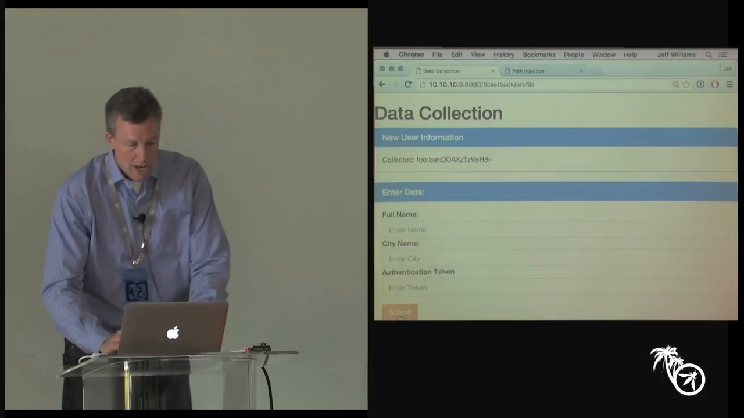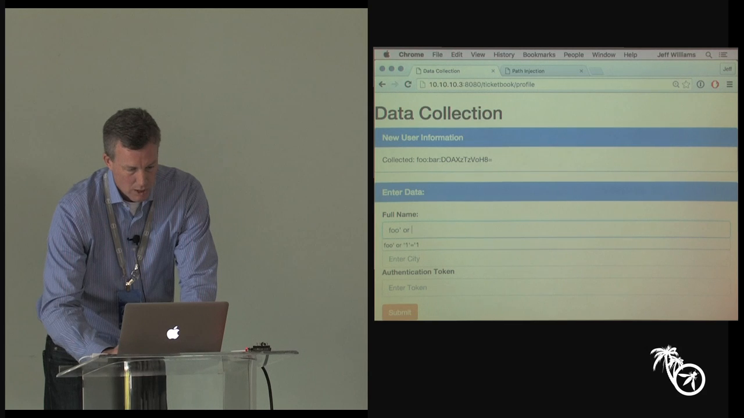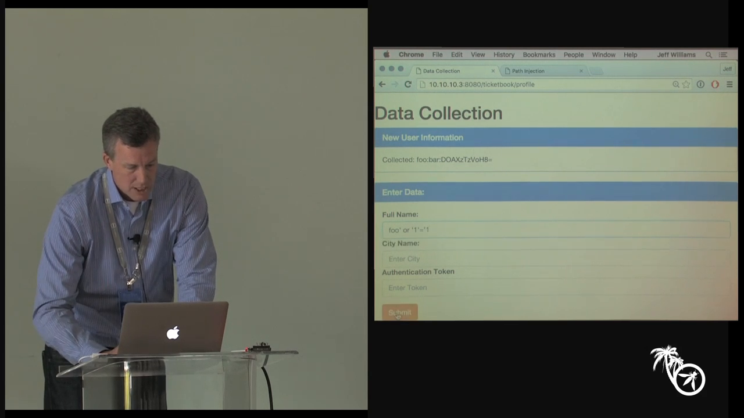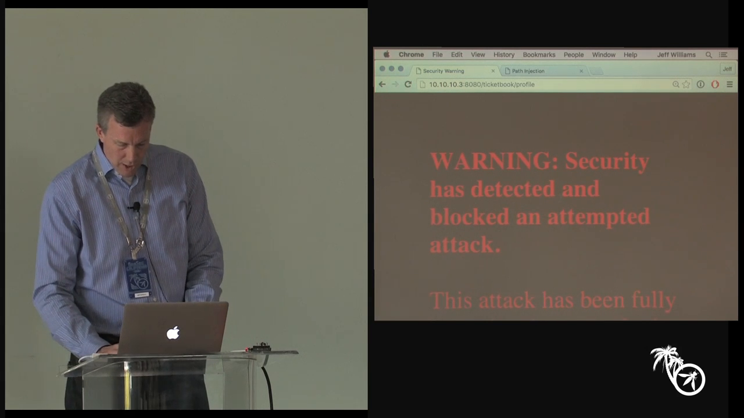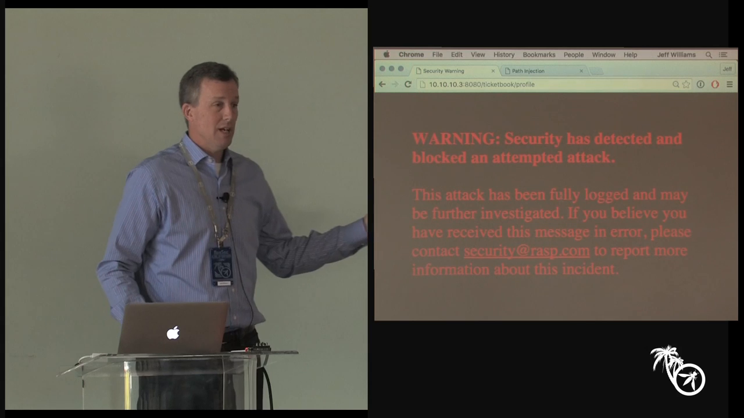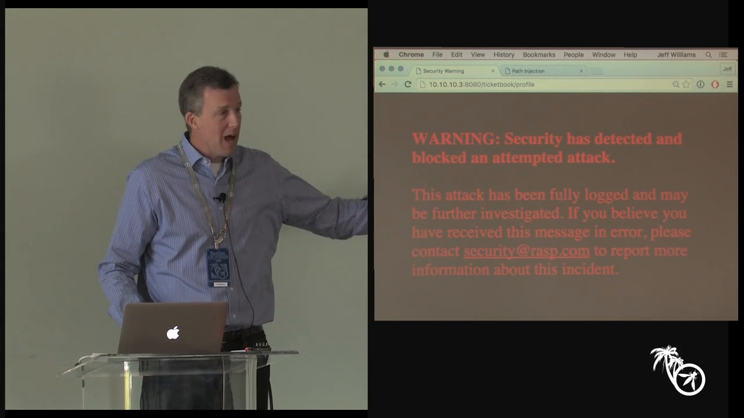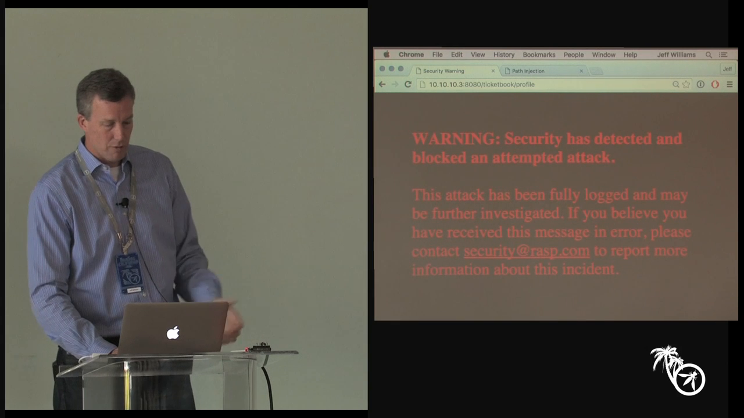So let's try attacking this thing. I'll put in a SQL injection attack. So I'll put in foo, single tick, or 1=1, and submit this. And we get a warning screen. I'll zoom out here. So the RASP agent identified this attack in real time, blocked it, and defends this. And you see that it also detected the vulnerabilities as well.